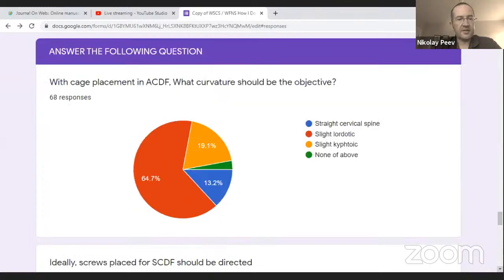Okay, and with cage placement in ACDF, what curvature should be the objective? So straight or lordotic is the answer of the majority. Salman? Yeah, that's fine.